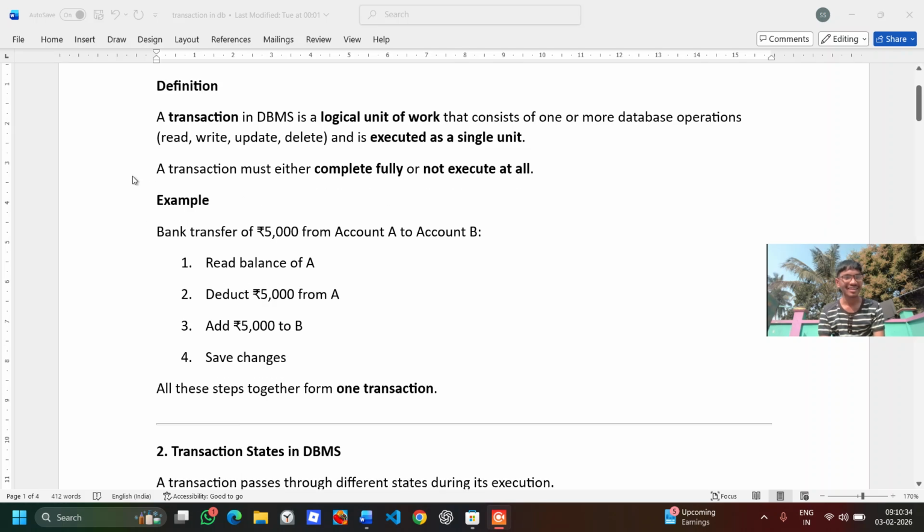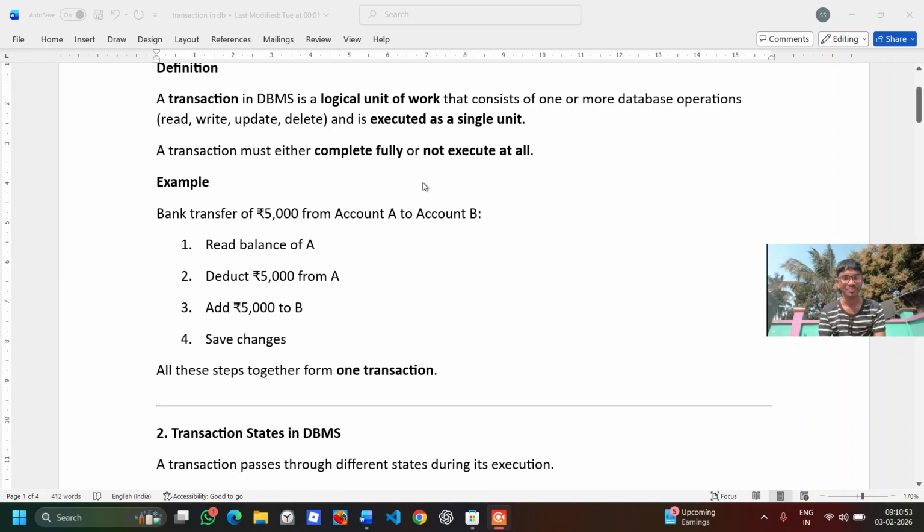A transaction must either complete fully or not execute at all. Like the Maggie example, if masala is there, you can make your Maggie. If masala is not there, you have to throw away your boiled water, boiled Maggie, whatever you can do.